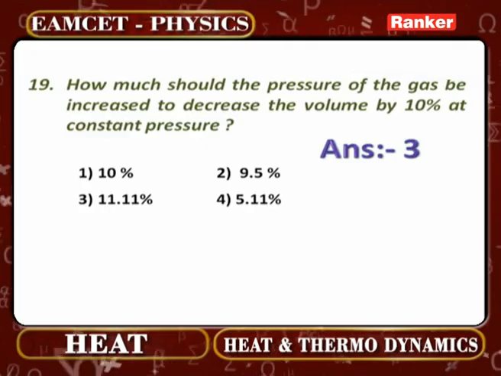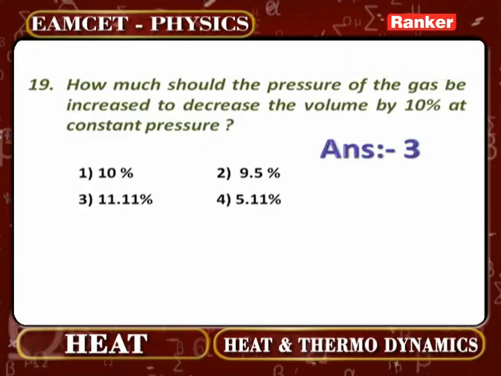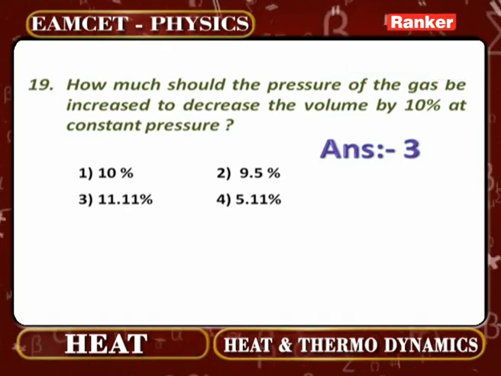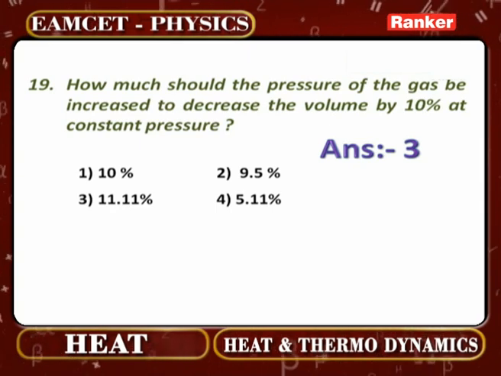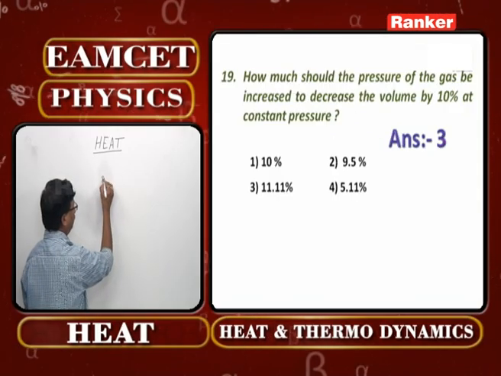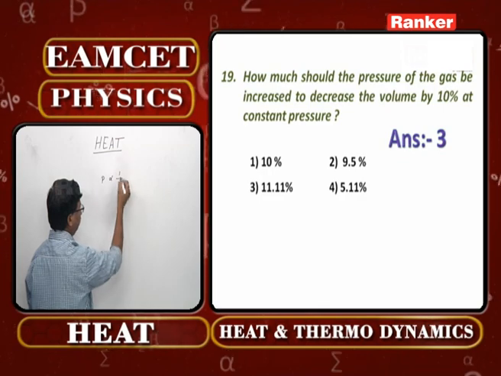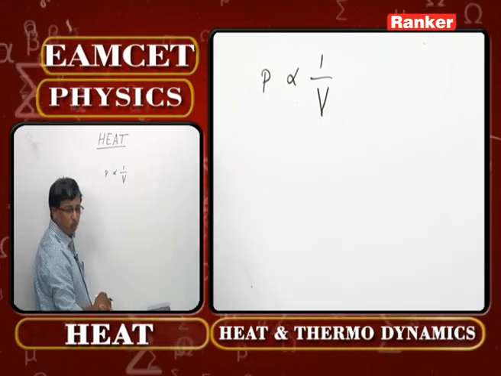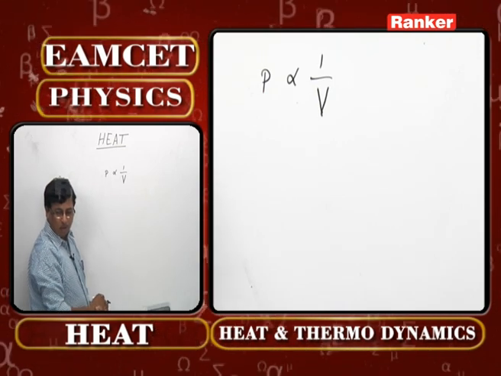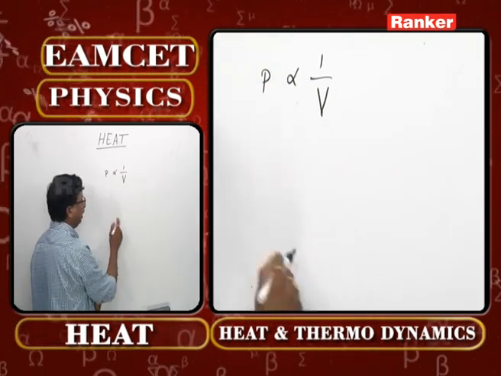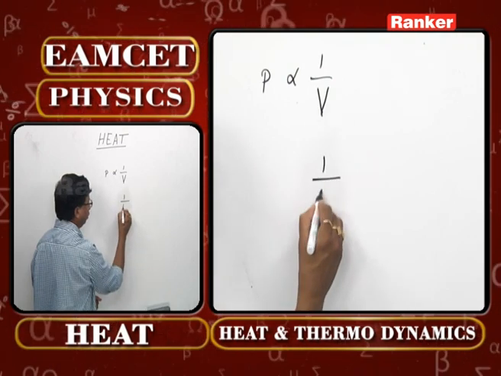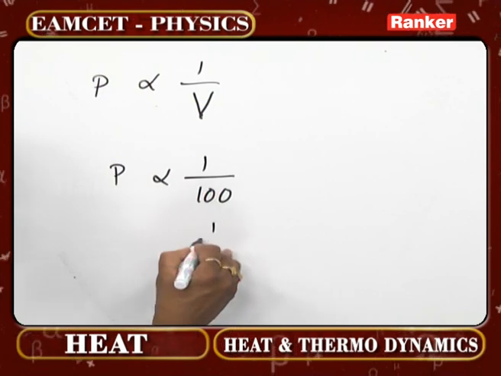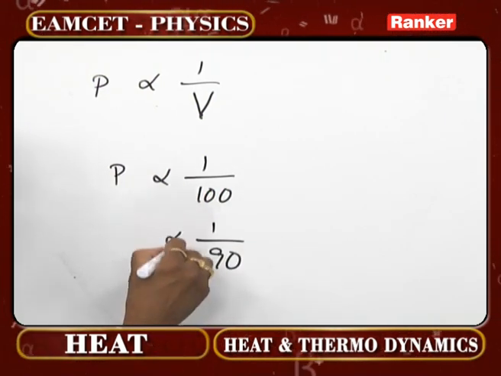How much should the pressure of the gas be increased to decrease the volume by 10% at constant temperature? That is actually the concept. Now look at carefully, P is inversely proportional to V or directly proportional to 1 by V. That is the concept. Now volume should be reduced by 10%. So you take initial volume as 100. Write this equation. Now when it is reduced by 10%, the present value becomes 90 now.